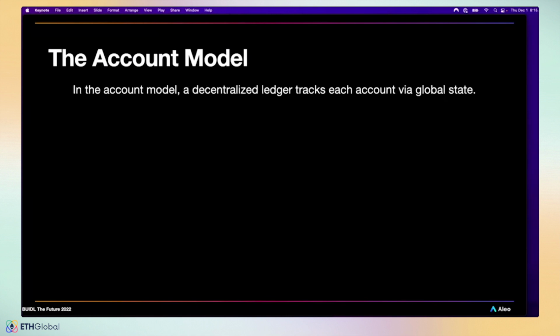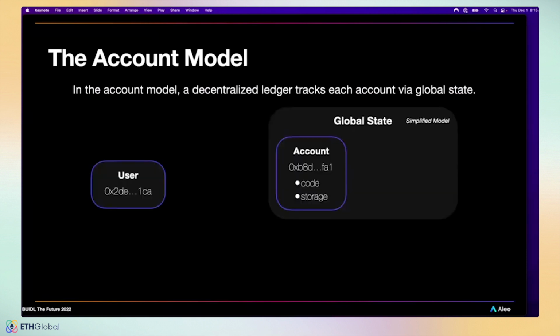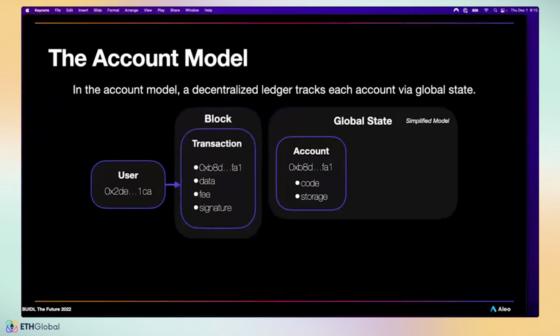In this model, a ledger tracks each account via global state. On the left here, we have a user, and on the right, a user with its associated address. And on the right, we have a simplified model of global state. In it, you have an account, its address, its code, and storage. You can think of storage as persistent data here. When a user creates a transaction, the transaction itself contains the address of the account it's interacting with, some data, a fee, and a signature authenticating the transaction.